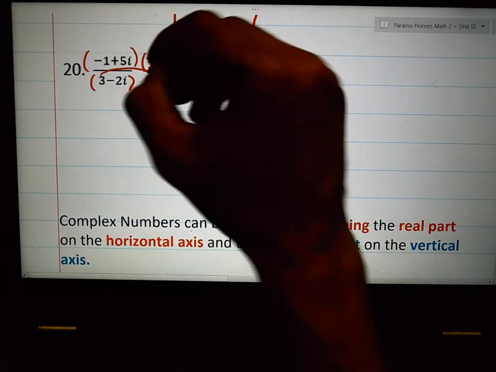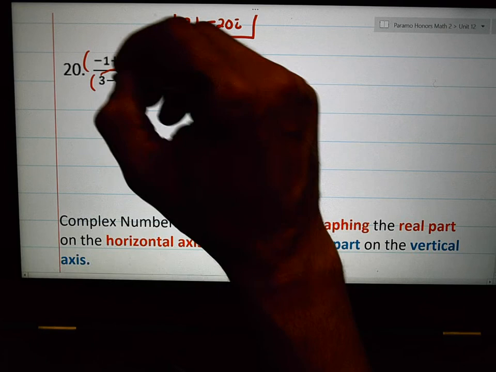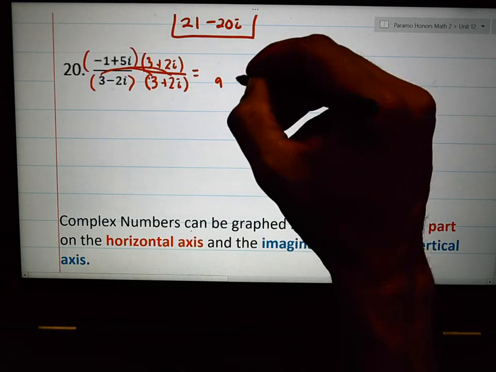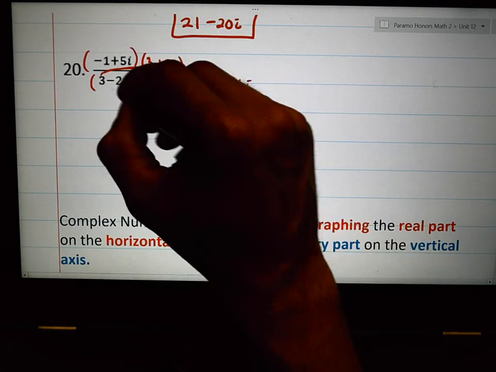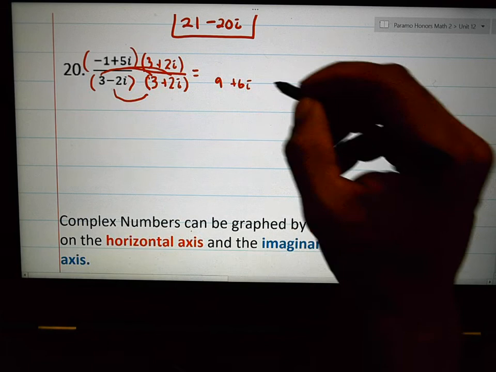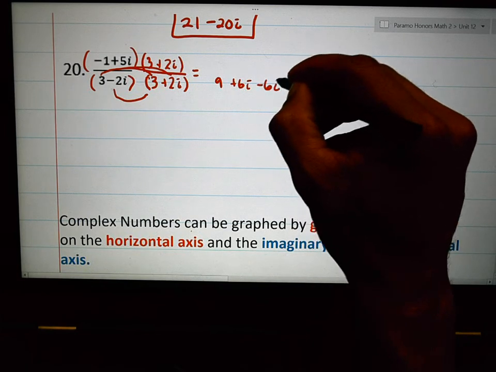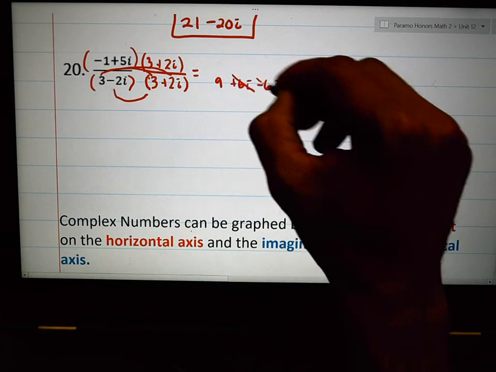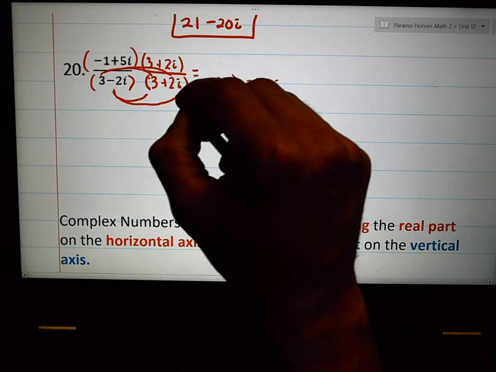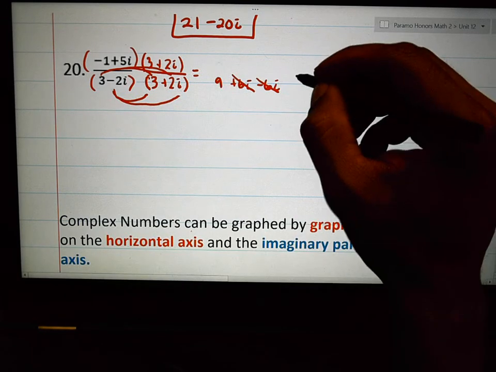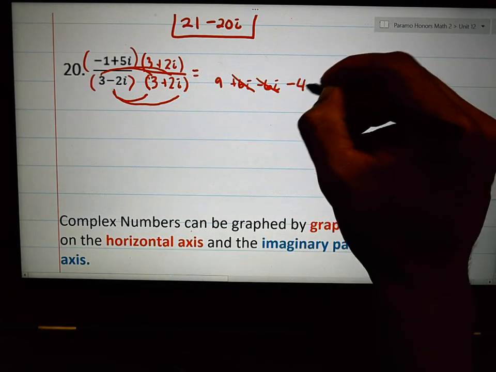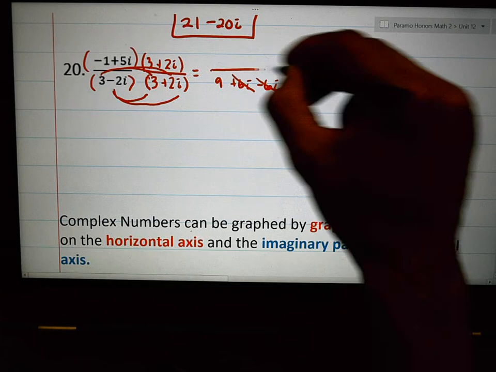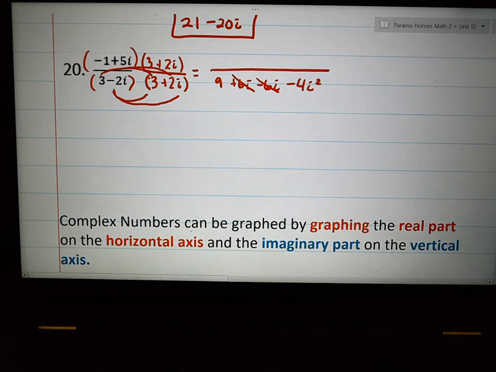3 times 3? 9. 3 times 2i is plus 6i. Negative 2i times 3 is negative 6i. Good thing is those two things cancel. Negative 2i times a positive 2i is negative 4i squared. There's my denominator.